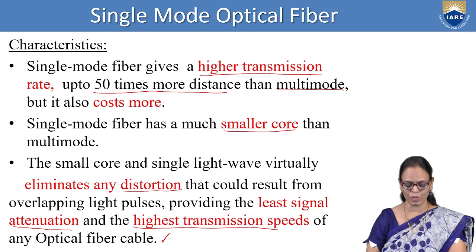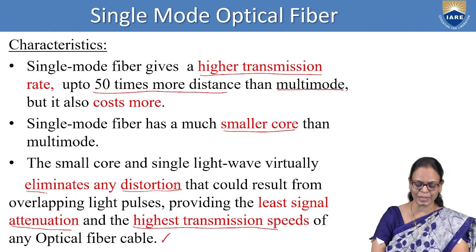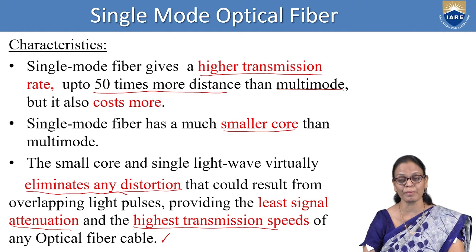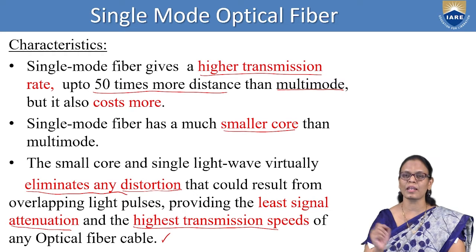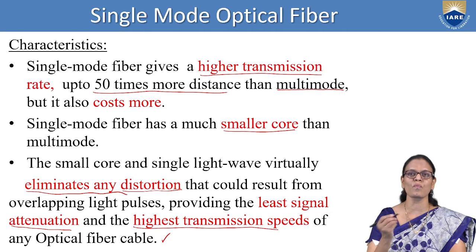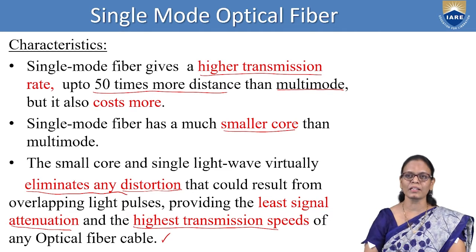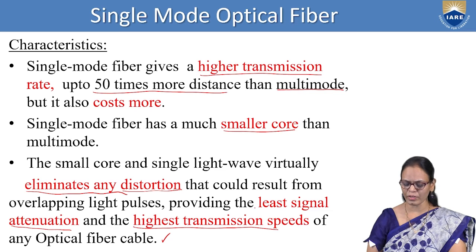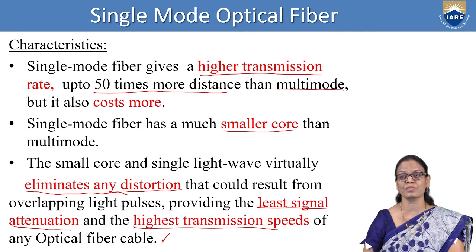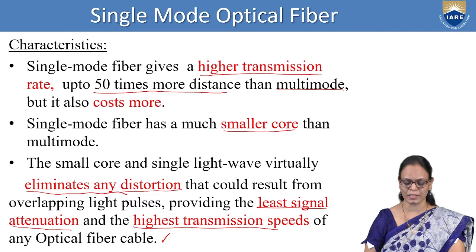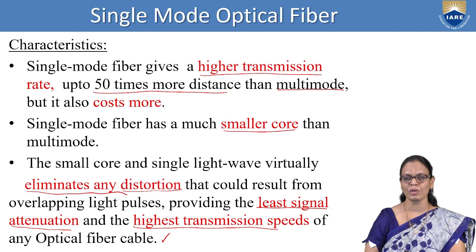So what we need to understand is single mode fiber eliminates distortion because it travels along a single path. So it eliminates any distortion because there are very few reflections. So there is no overlapping of the signals or the light pulses. And also the attenuation, meaning the loss of signal, is less, and it also has got highest transmission speeds because it is traveling along a straight path. So the transmission speed is also very high.